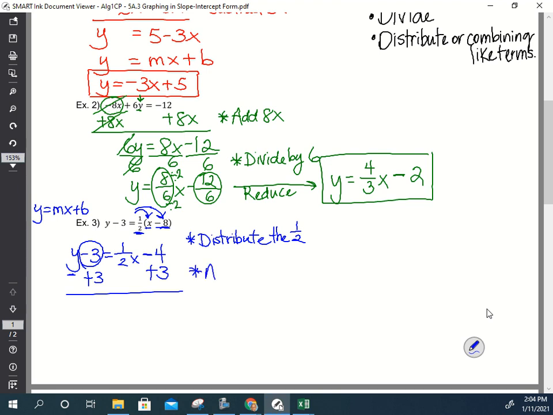So we add 3 to both sides. So that's y equals 1/2 x. Negative 4 plus 3 is what? Negative 1. So that's written and that's good to go. Any questions before we switch to graphing?